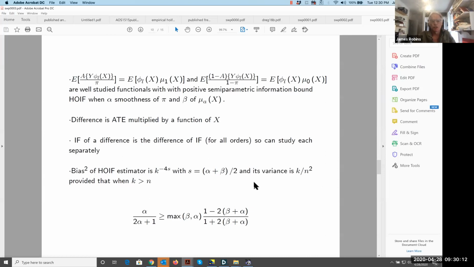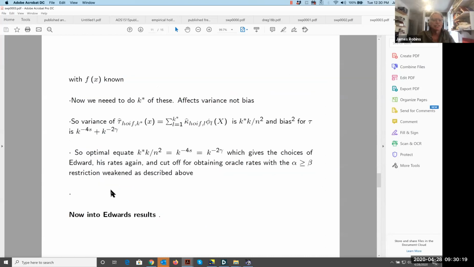And those are the bias provided when K is greater than N, you have a certain condition. That's the part I'm forgetting, so don't worry about that. Okay, so now we have to do K star of these. I'm estimating K star guys, so that's going to make the variance, because my final estimator is going to be a sample. I'm going to put the Fourier series up to K star, put my K hat, my higher order influence function estimator of kappa hat.